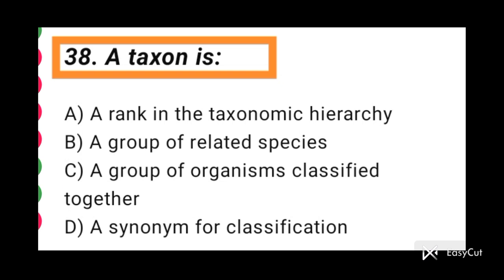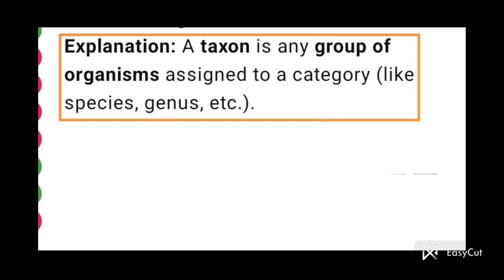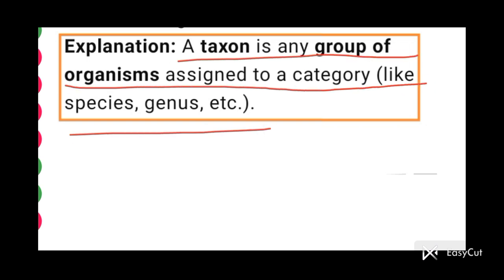Question number 38. A taxon is a group of organisms classified together. Option C is correct here. A taxon is any group of organisms assigned to a category like species, genus, etc.